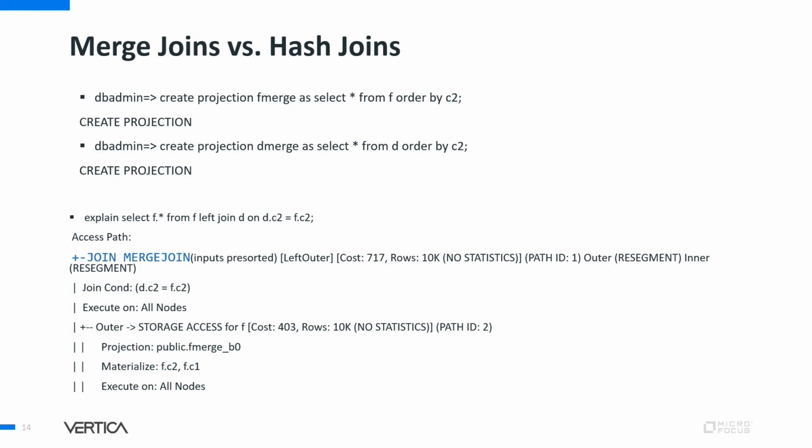To change that so that it uses merge join, we create two new projections. We call them F merge and D merge, and we're going to order by C2 instead this time. When we run the same explain on the same query, we can see that it produces a merge join.